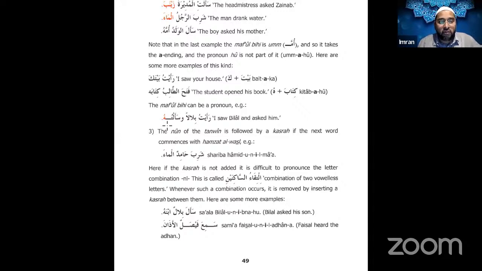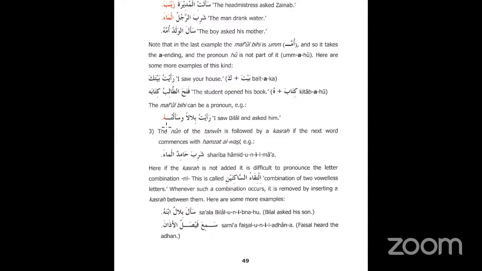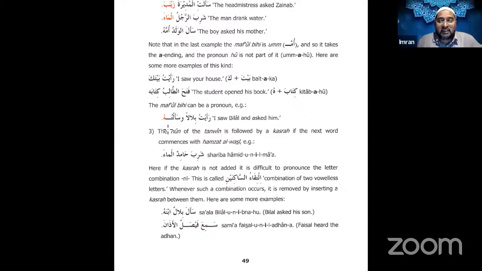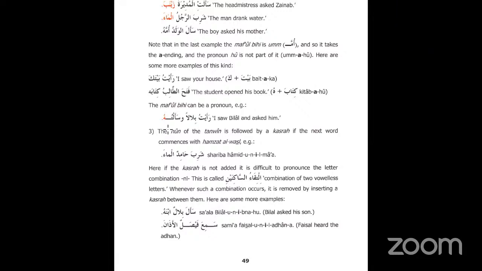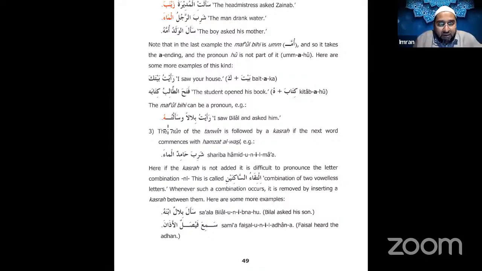This is what we call dhamir mansub, and because it is attached to the verb, it will be called dhamir mansub muttasil, the attached accusative pronoun. Again, what is it? In English, it's called the attached accusative pronoun, because it's coming in the place of maf'ul bihi.